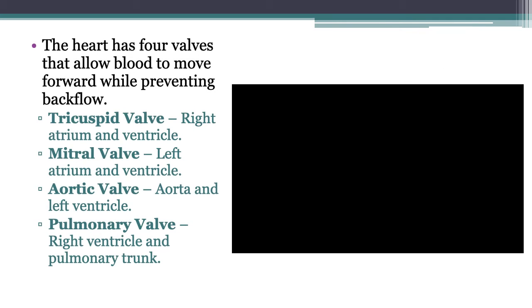So the heart has 4 valves that allow blood to move forward while preventing backflow. So you have the tricuspid valve between the right atrium and right ventricle. You'll need to know that. The mitral valve between the left atrium and left ventricle. The aortic valve between the aorta and left ventricle, and the pulmonary valve between the right ventricle and pulmonary trunk.